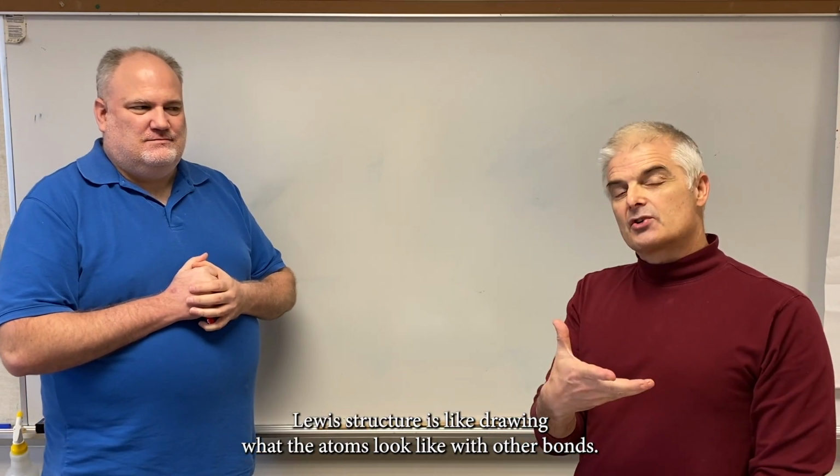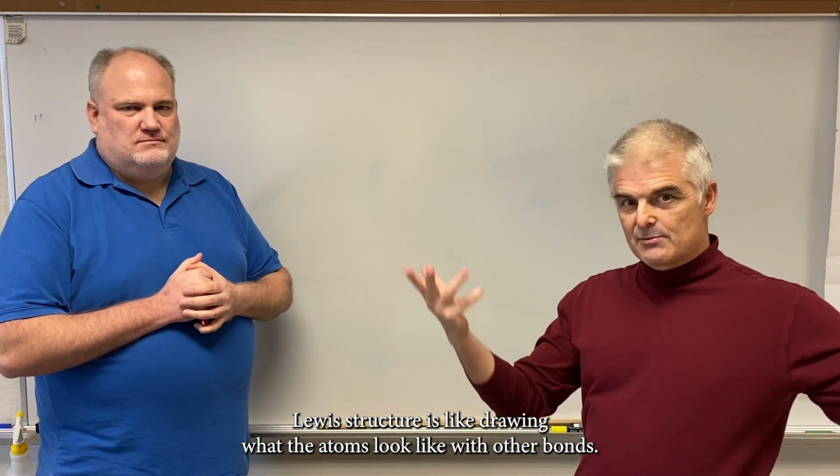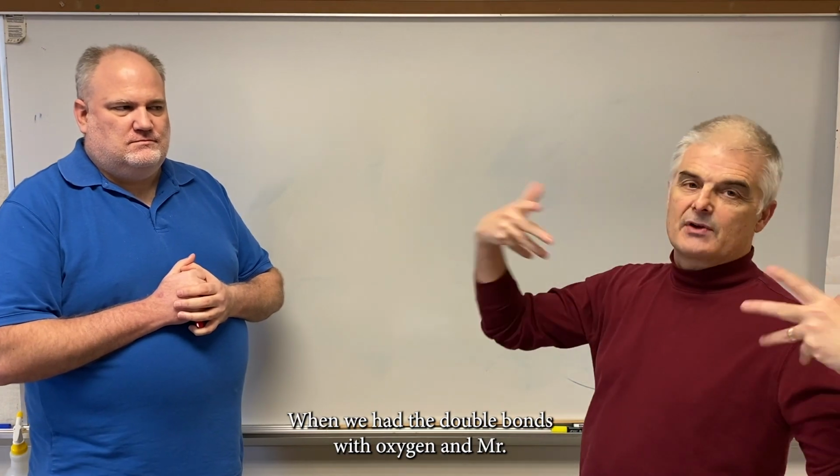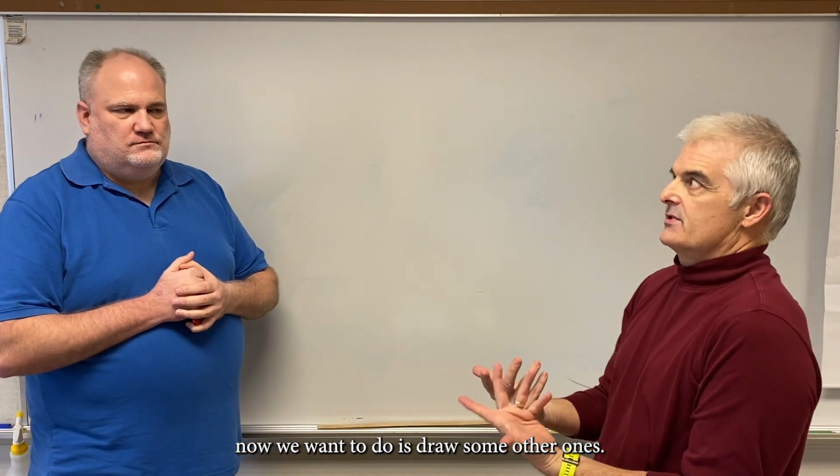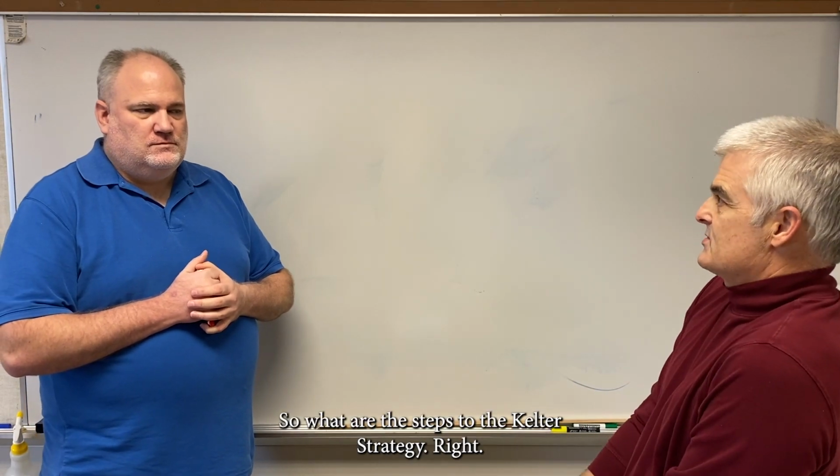Now, a Lewis structure is like drawing what the atoms look like with all the bonds. Remember we had the double bonds with oxygen, and all that stuff that we learned in the last video. Now we want to draw some other ones. So what are the steps to the Kelter Strategy?